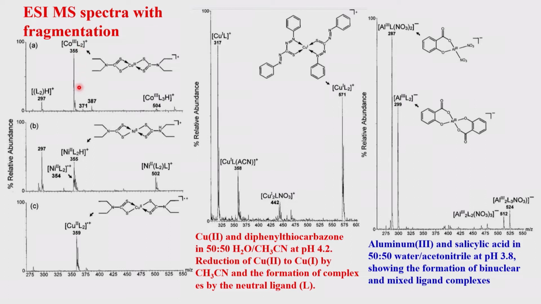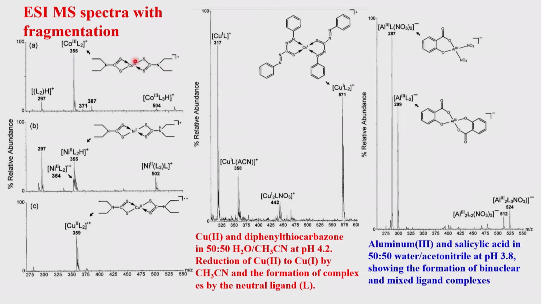Now, if you look at this 355, which is a major intensity, major current coming from that particular ion, it is nothing but the cobalt with the 2 ligands. L2 means 2 ligands. So, this is one dithiocarbamate ligand, this is another dithiocarbamate ligand, this is cobalt 3 plus. So this whole thing is a positively charged piece, because the dithiocarbamate is 1 minus. So 2 such, 2 minus, cobalt is 3 plus, and this 2 minus.